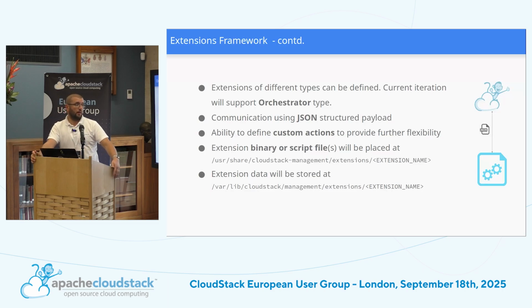The extension data, I'm not sure you can see the path from back there, probably not. So the two key paths to remember are on the CloudStack management server: /usr/share/cloudstack-management/extensions and /var/lib/cloudstack/management/extensions. That's where the data will be stored, JSON files, and so on.